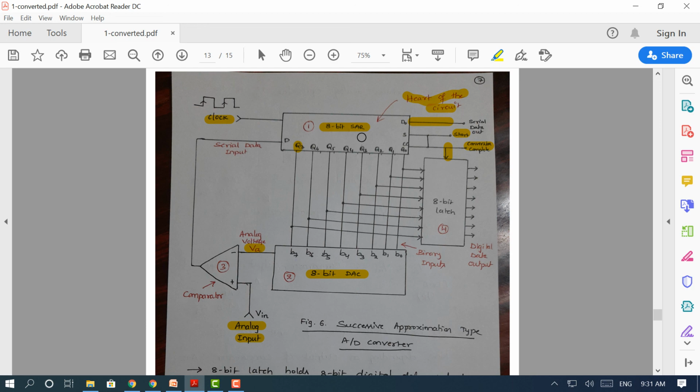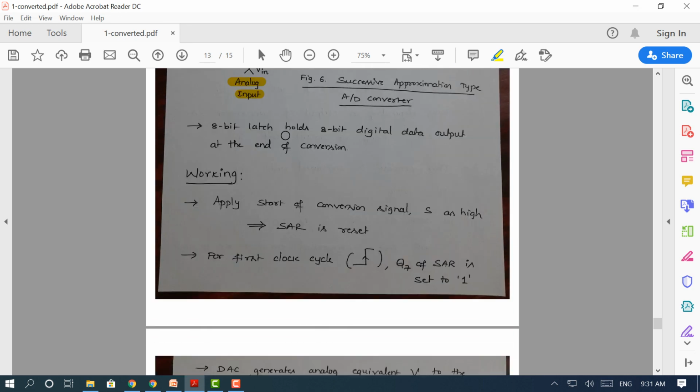Since in the first cycle we tested by making Q7 as 1, in the next cycle we have to make Q6 as 1, with the remaining bits as 0. In this way all the bits have to be checked, and finally, when the LSB is made 1 and the remaining bits are 0, the end of conversion signal will become active and the output will be latched. So the detailed working can be understood here.